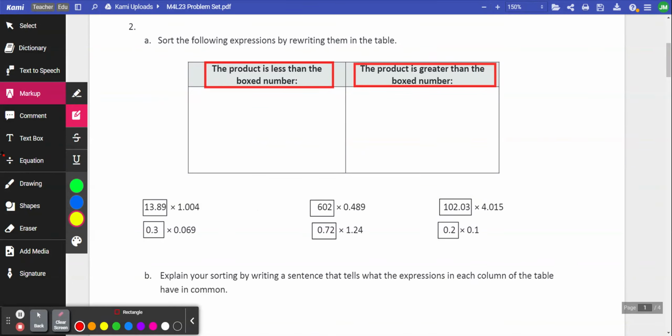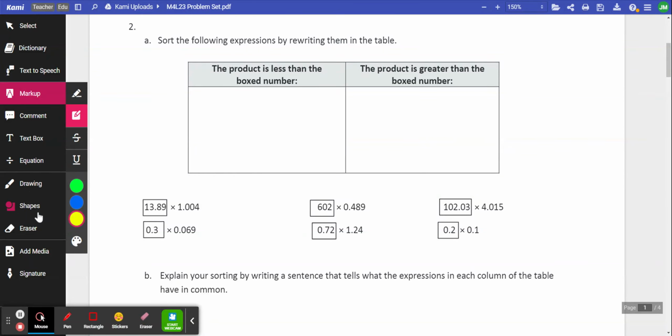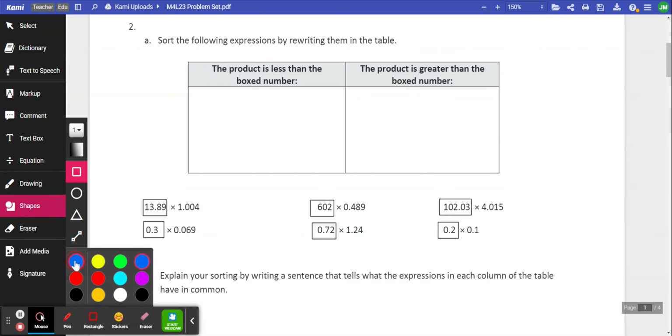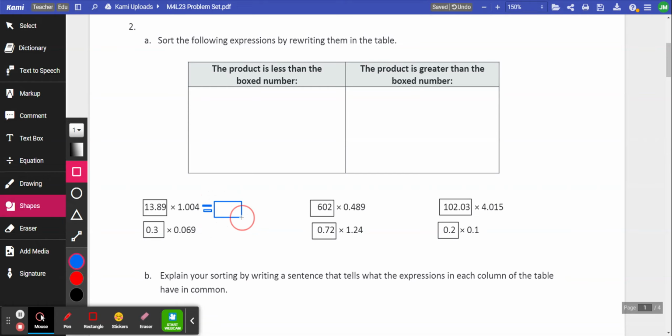Here's what I need you to understand. The product is going to be the total of this number. Make sure you understand that part. The product is, it's less than, not the product, I'm sorry. Let me get my shape tool here. This is the box number, and the product should be right here. Just to remember, this is multiplication, so the product goes right here. Now that is important. Why?